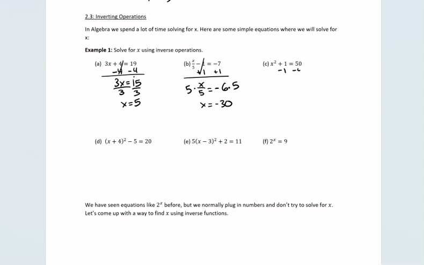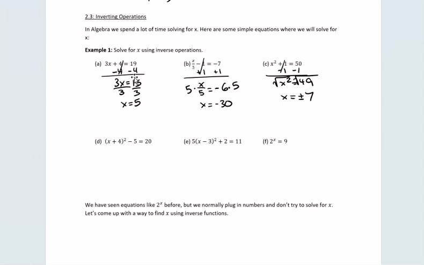Here we'll subtract 1. So we end up with x squared equal to 49. Now, to get rid of a square, we learned in Algebra 1 that you're supposed to square root both sides. So x is equal to the square root of 49, which is not 7, it's actually plus or minus 7.